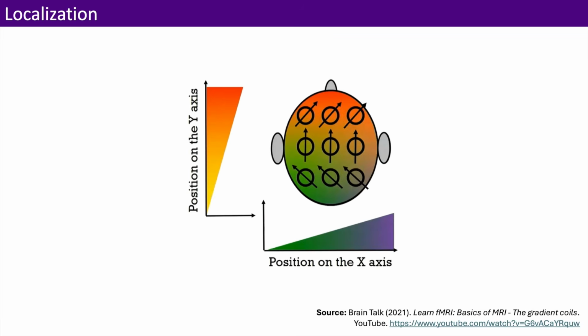When they both are applied within a given slice, meaning the Z gradient is already applied, we have phase encoding on the y-axis, which means that the upper spins have a different phase than the lower spins. And we have frequency encoding on the x-axis, which means the left spins and the right spins have a different frequency as well. So now we can fully localize the signal in 3D.